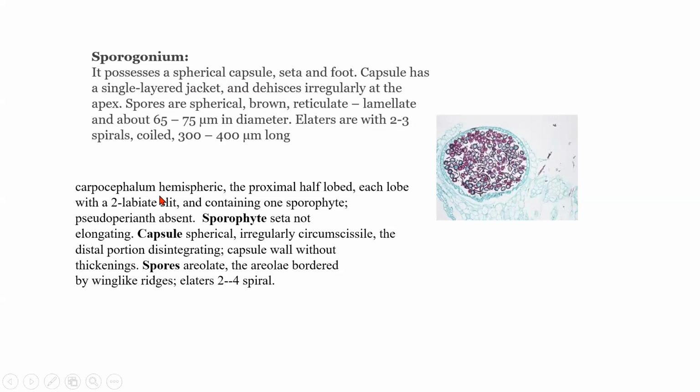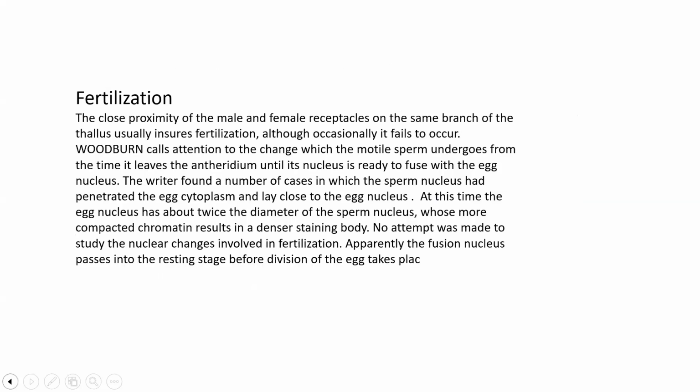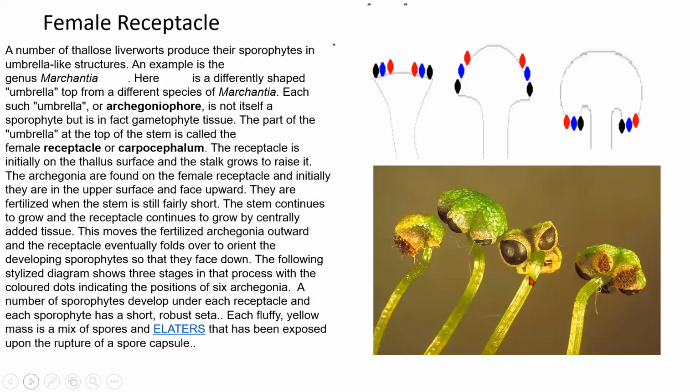The carpocephalum is hemispheric. That is why it is called hemispherica. Proximally it is half lobed, each lobe with 2 slits and one containing 1 sporophyte. You can see the carpocephalum, hemispherical, and it opens with a slit.